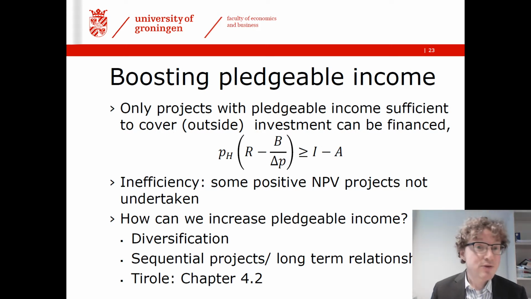And the question then is, how can we increase this pledgeable income? Are there ways in which we can devise or design projects such that we can circumvent some of these inefficiencies? So diversification will be the first one, and as I just mentioned, sequential projects or longer-term relationships in general might be the second one. For diversification, I refer you to the book by Tirole, chapter 4.2. Have a look first at the lecture, and then you might want to look at how Tirole describes this in his book.